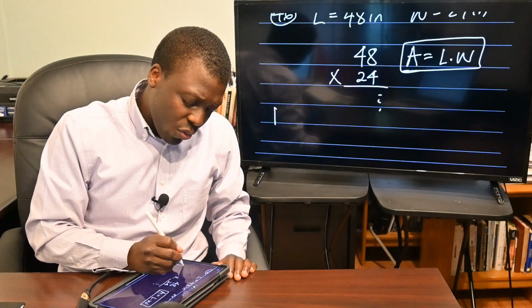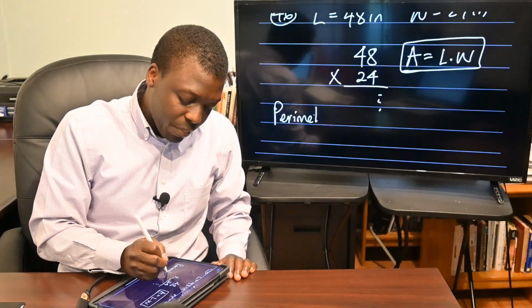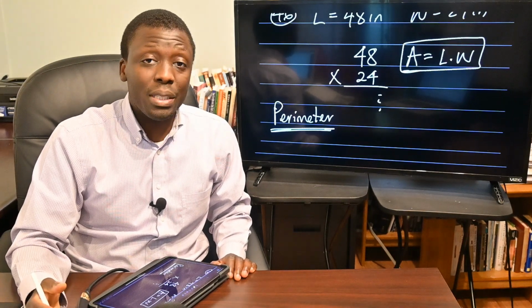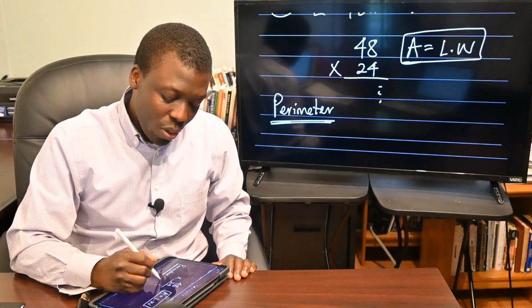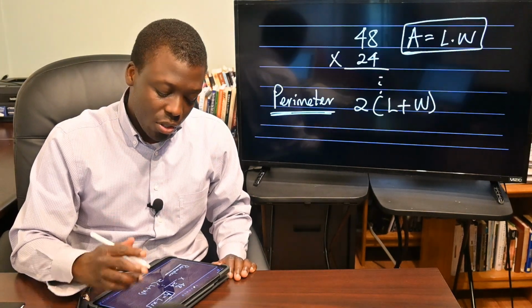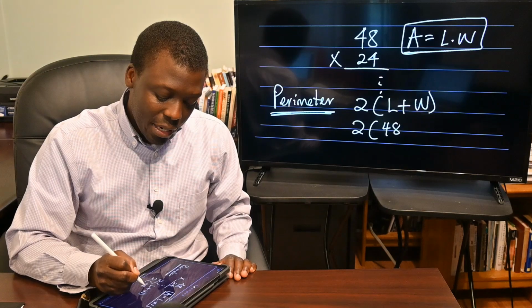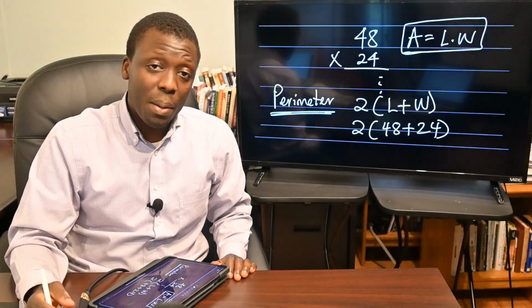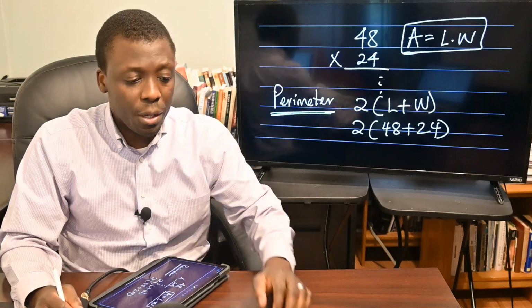How about if I told you to find the perimeter of this same shape, which would be the same type of problems you'll be doing in the next section? What you do is you have 2 times length plus width. That's one way to look at it. So you could just say 2 times 48 plus 24. You add those two numbers together, you multiply by 2, and that is the perimeter of the shape.